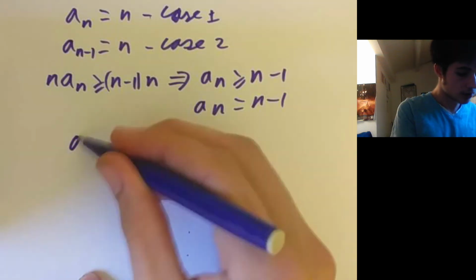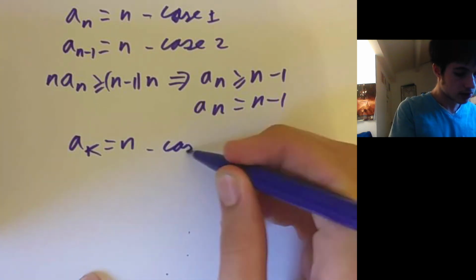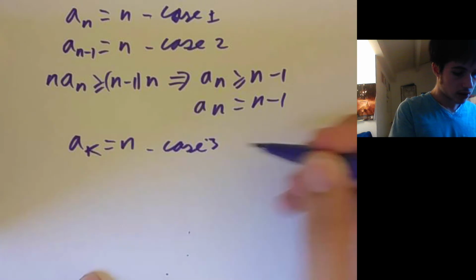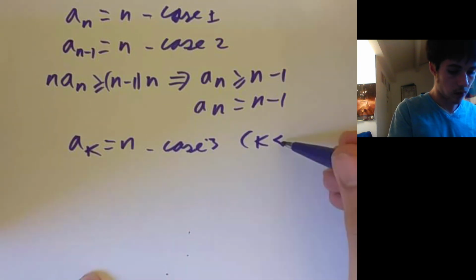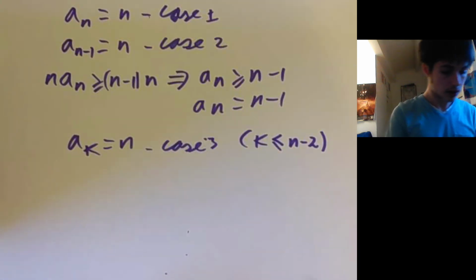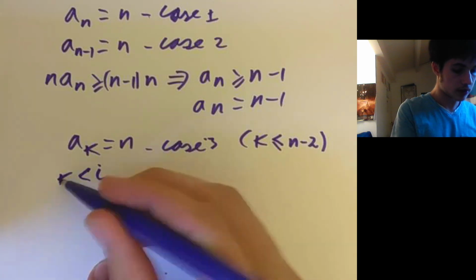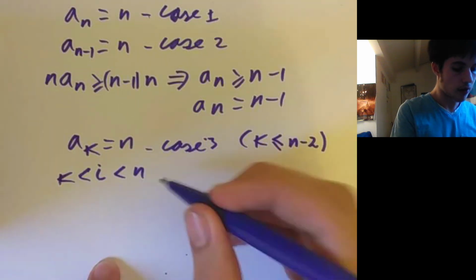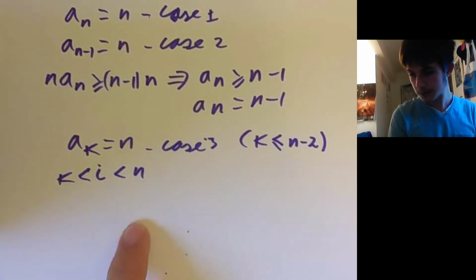What if ak is equal to n, in this case 3, but here k will be less than or equal to n minus 2. Well then, we start by picking a random i which lies in between k and n. So for all i with this property.